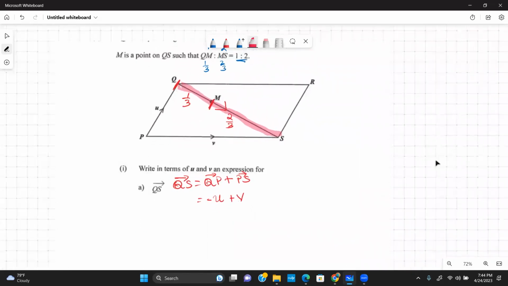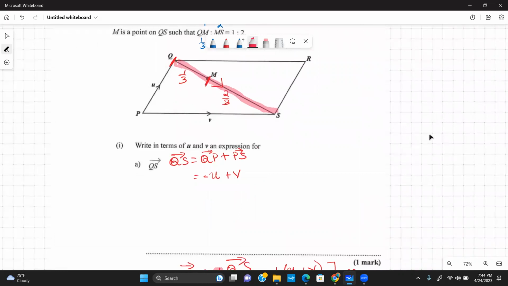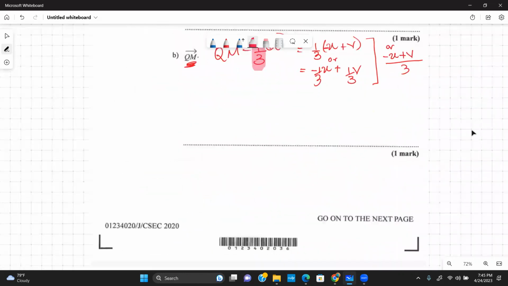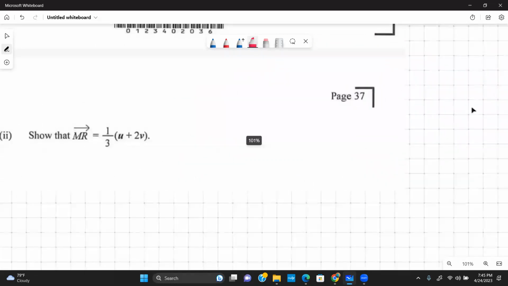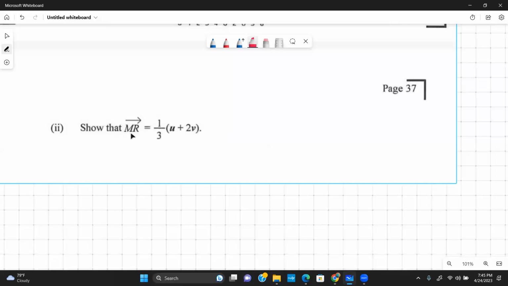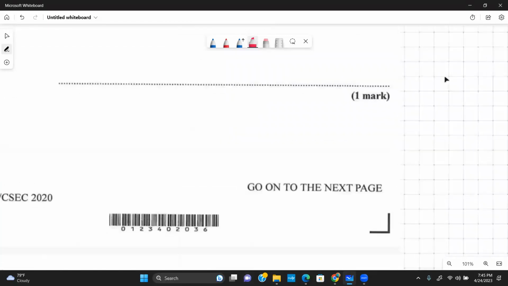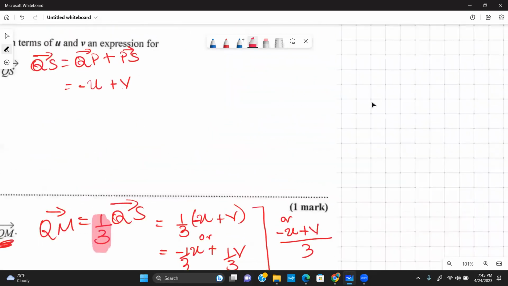Okay, it's done. All right, so they're asking about MR. We're gonna do MR for them. So I'm gonna do MR up here. Show them. So this is the last part. It says, show that MR is 1/3 positive U plus 2V. They are saying to show that. So I'm going to write it up top so we could work up there so that you could look at it. So this is what we are going to show.